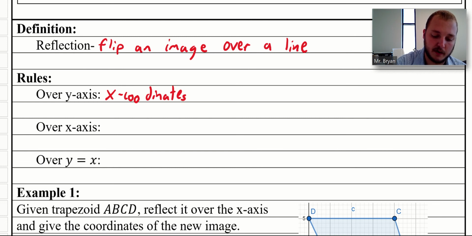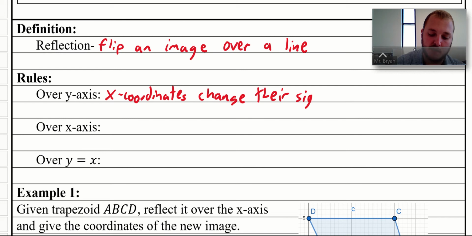and we can say this a few different ways, I should say. X coordinates change their sign, and I mean the sign in front of the number. So if it's a positive number, it changes to a negative. If it's a negative number, it changes to a positive. Okay, it's still the same number, -5 to 5, 4 to -4, so on and so forth. They just change the sign.